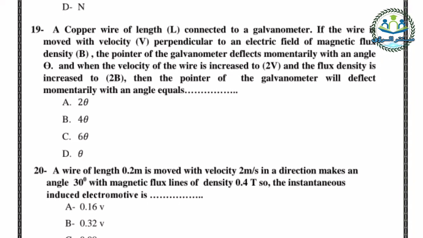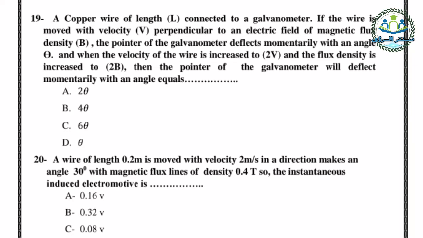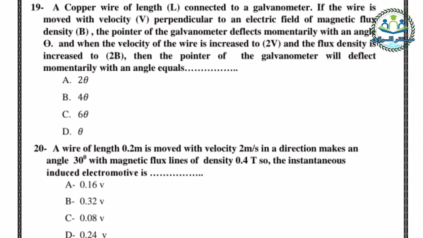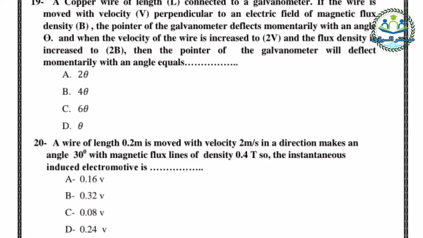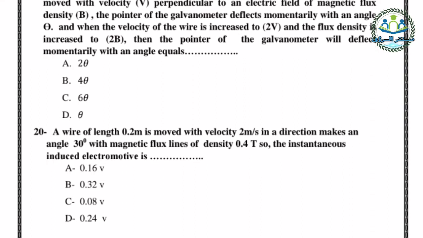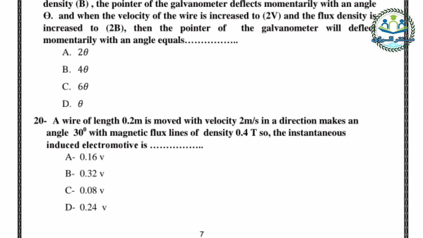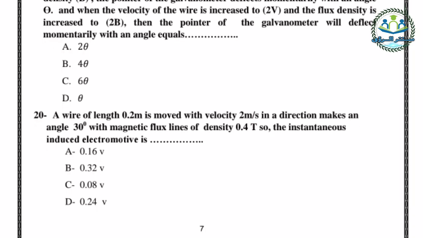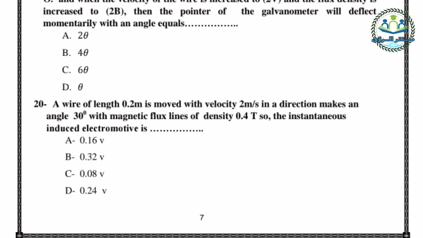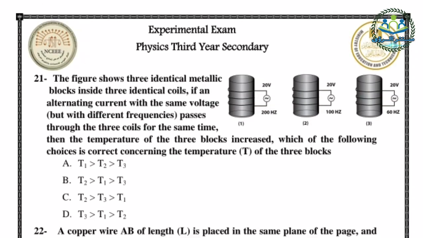20. A wire of length 0.2 m is moved with velocity 2 m/s in a direction that makes an angle 30° with magnetic flux lines of density 0.4 T. So the instantaneous induced electromotive force is ... A. 0.16 V, B. 0.32 V, C. 0.08 V, D. 0.24 V.